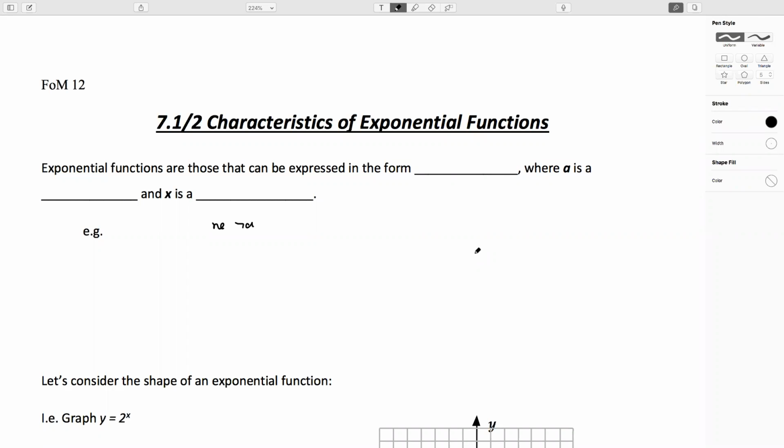Hey everyone, so it's Mr. Glover here. The topic today is going to be exponential functions.